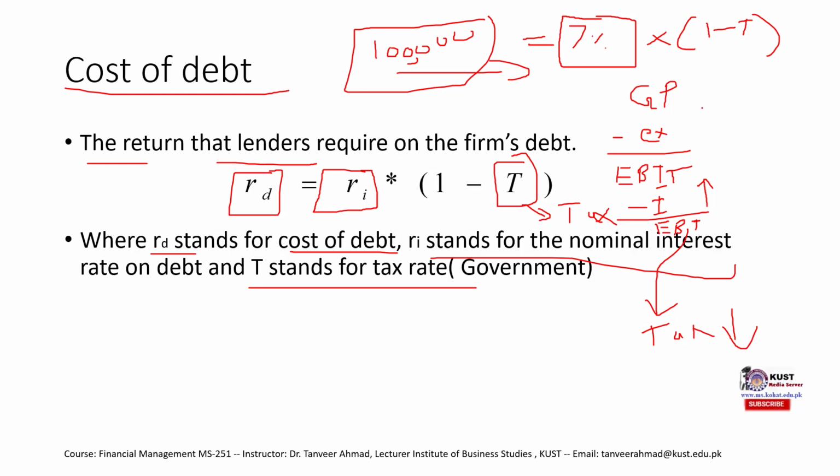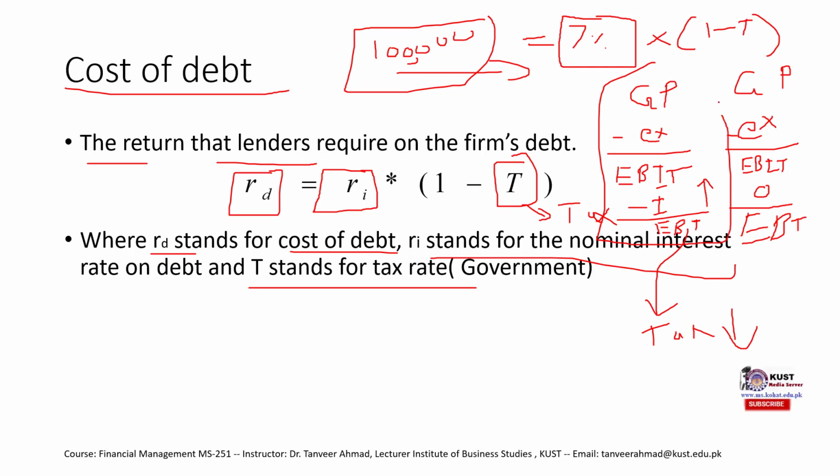As compared to this one, let's say your company does not take any loan, then what would happen? Gross profit minus expenses, you would get EBIT. There would be zero interest because you haven't borrowed any money. Your EBT would be higher as compared to this firm, and your tax would be higher. So what this portion of this equation is, it is called the tax shield.